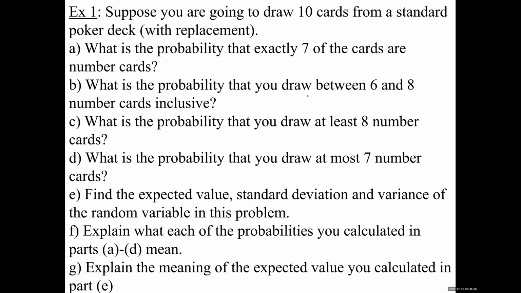Let's go through that real quick. First of all, let me read the problem again. Suppose you're going to draw 10 cards from a standard poker deck with replacement. What's the probability exactly 7 of the cards are number cards? My first question is, so I'm going through the 4 ingredients of a binomial problem. What are we doing in this problem? What are we repeating over and over? And how many times are we doing it total? Someone tell me. We're drawing cards from a deck 10 times.